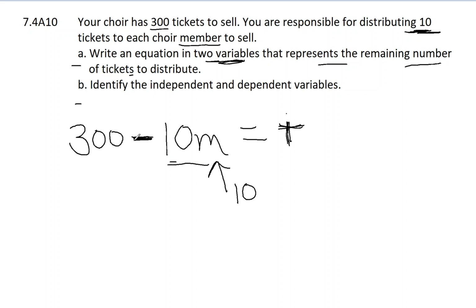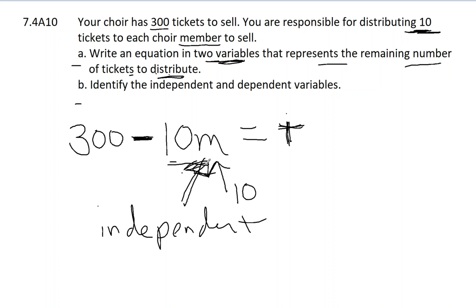So let's just think about this one more time. Write an equation in two variables that represents the remaining number of tickets to distribute. So the M is the number of members that we have. This is the independent variable. Independent. Okay.